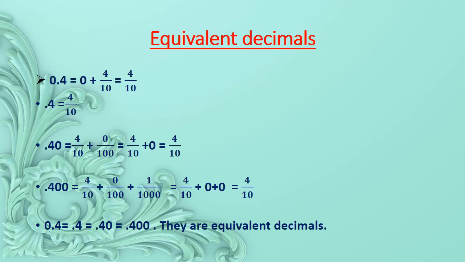So we can say that 0.4, 0.40 and 0.400 are equivalent decimals. So now we understood that zeros at either end of a decimal fraction do not change the value of the decimal fraction. So these three are equivalent or equal decimals.